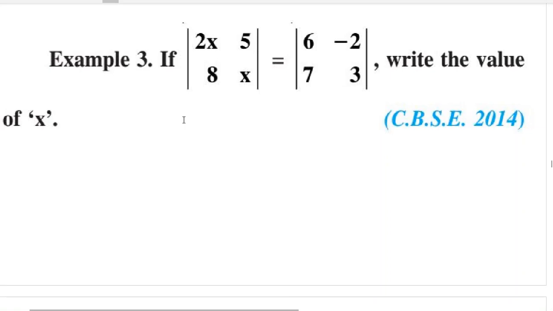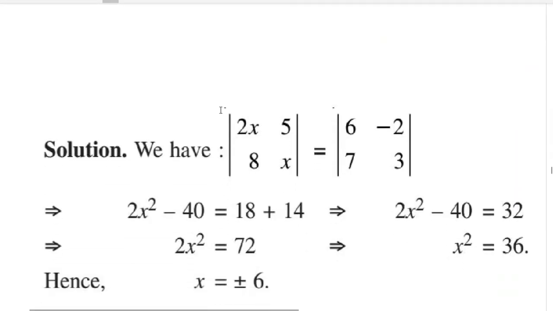Again the same question. You can do it. Please pause the video and do it. We'll check the answer. Done. Let's go and check.